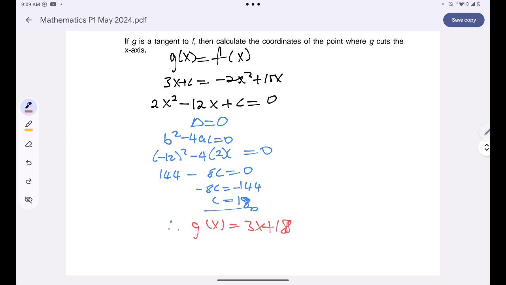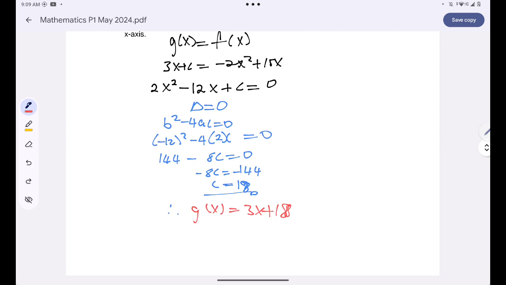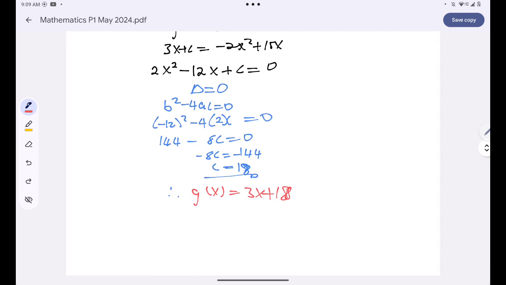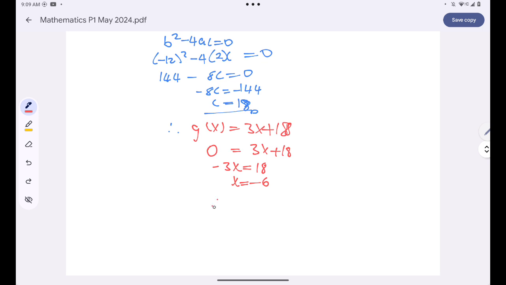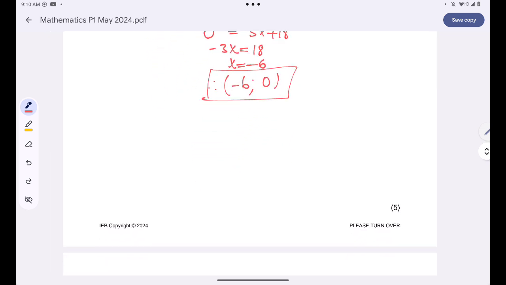Now it will be easy for me to find the coordinates of the x-intercept of g. How can I do that? I don't care what kind of graph I'm given, guys. Whenever I'm supposed to find the x-intercept, I just need to say y is 0, then solve for x. I'll simply have negative 3x is equal to 18, then x will be equal to negative 6. So my coordinates will be negative 6 and 0. These are the coordinates of the x-intercept of the graph of g.